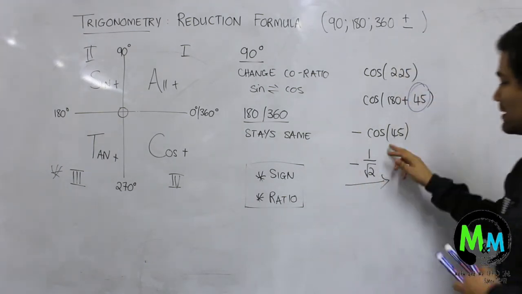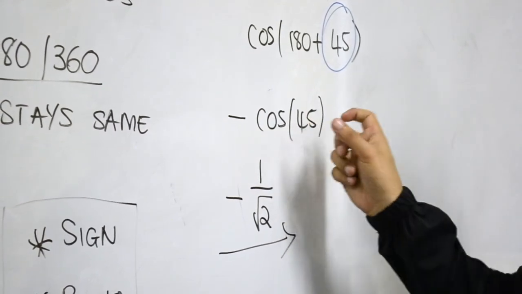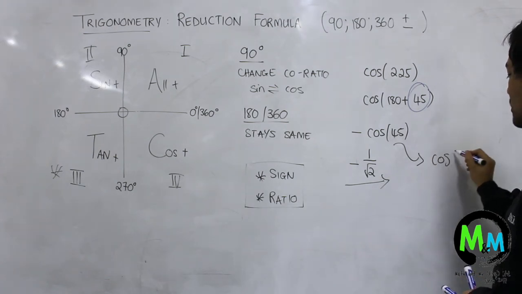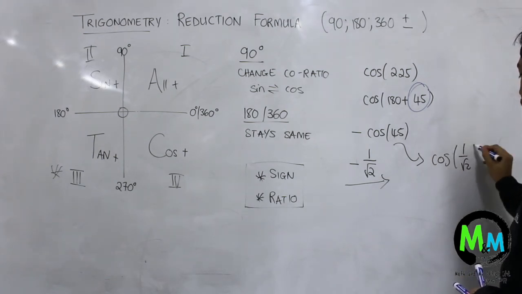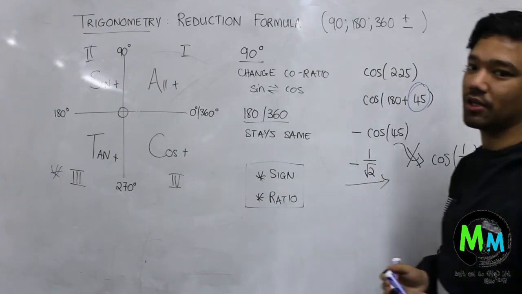Guys, very important with this, please remember that cos 45 is a ratio. So it changes to the fraction. It does not change to cos 1 over root 2. It becomes 1 over root 2. Okay, very important to remember.